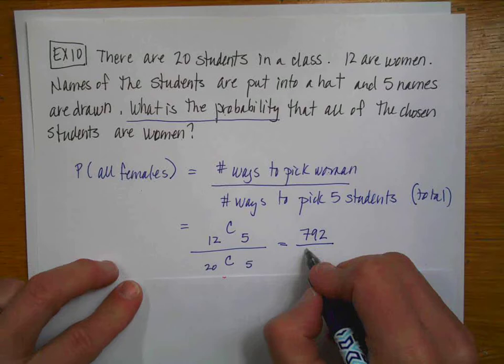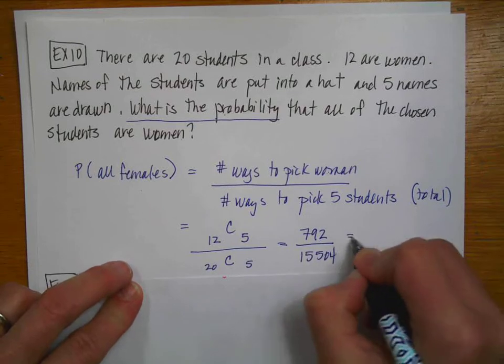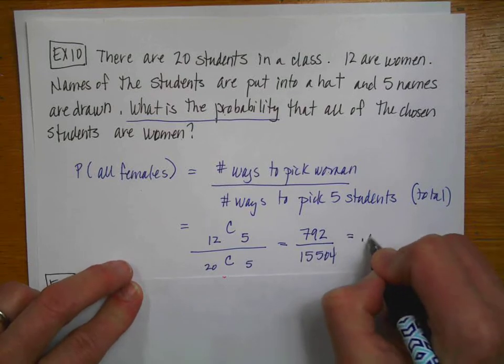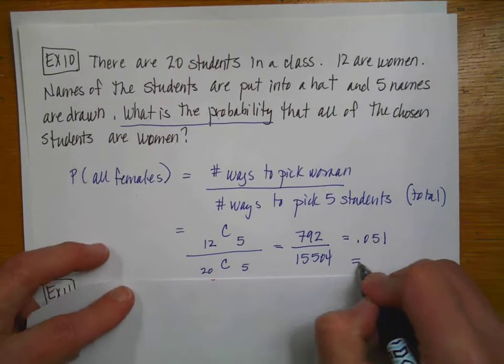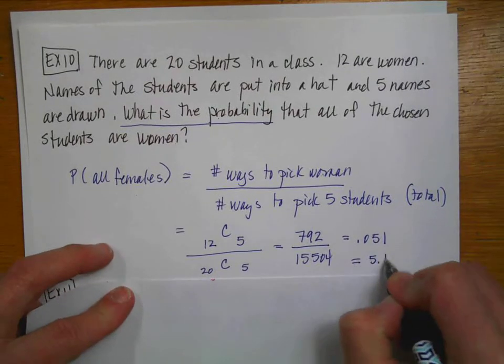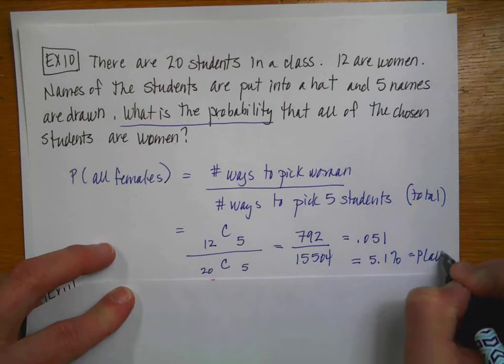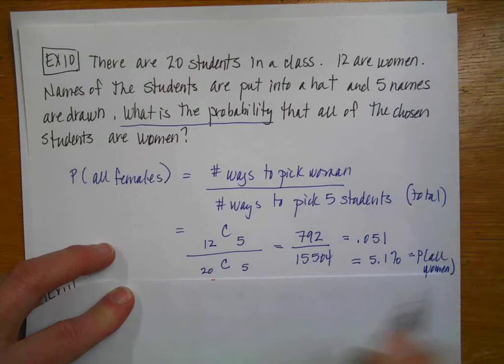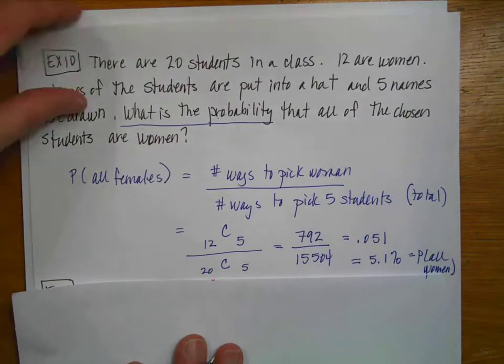And I can push buttons on my calculator. The first number is 792. The denominator is going to be 15,504. And when I do that math, I get 0.051. And then that's going to be 5.1%, which is equal to the probability that I can pick all women.